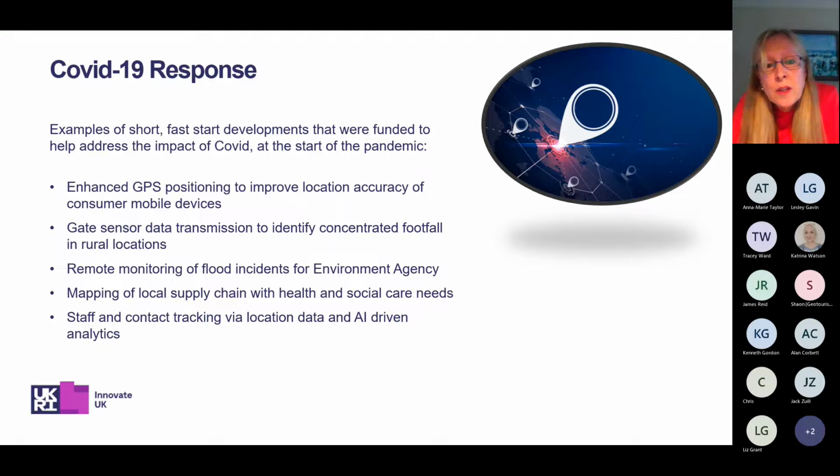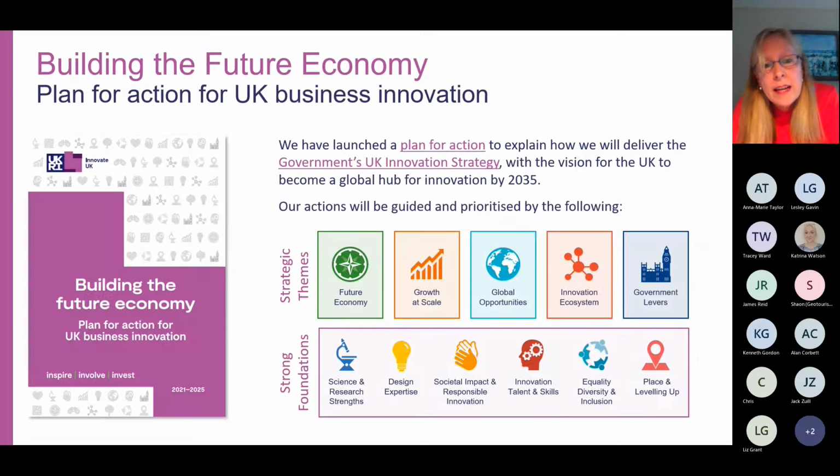So the range of opportunities really is increasing, and I would encourage everyone to look at that scope and width of opportunities. In summary, and looking to the future, growth is increasingly critical for the UK, and geospatial innovation can contribute quite significantly to this. Innovate UK has launched a plan for action for UK business innovation to support the innovation strategy. This has a vision for the UK to become the global hub for innovation by 2035. So please keep an eye on our competitions webpage for opportunities.